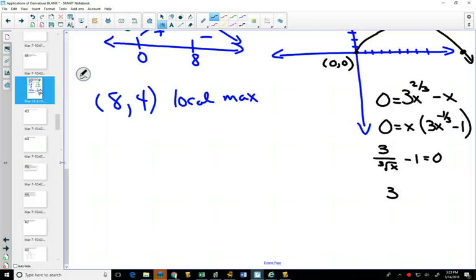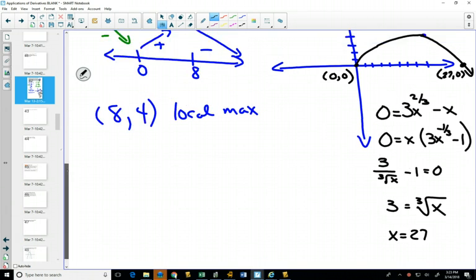Move the 1 over. Can I move the 1 over and multiply by cube root of x at the same time? Is that too much in one step? And then cube both sides. So we get x is equal to 27. Obviously, this is not to scale because that's 8, and that goes all the way to 27. Yeah, maybe. It's a bad scale.